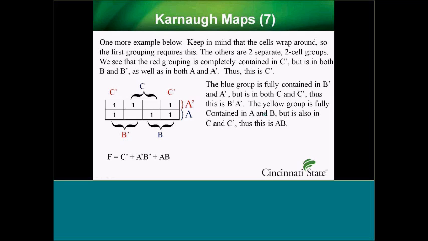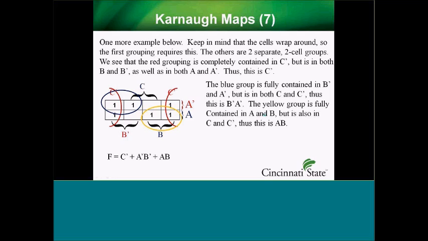So here's one more example, and I say you really need to keep in mind that these cells wrap around. The first grouping requires this. We have a grouping here, those 4 that wrap around, so those are completely C prime. Going back to the previous slide, if I group 4 of them together, I only have one literal. Then the others, and again, you don't want the students to circle just 1. You have a couple other groupings here. I've got this one, which is A prime, B prime, and this one, which is AB. Okay, so there we are. And so then we have the full function right down below.